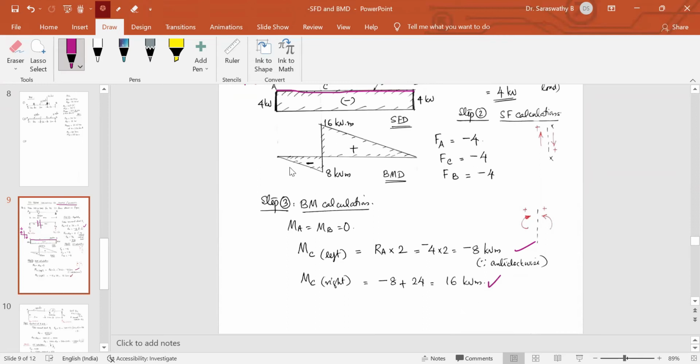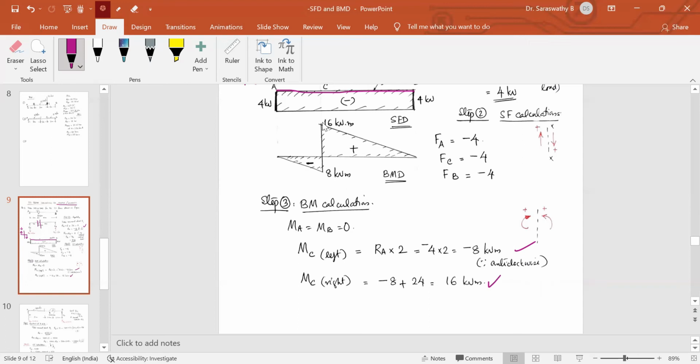So you draw a baseline. This is the baseline which you have drawn. 0 at A, MC left, minus 8. So at this point, you draw 8 units downwards, connected with a straight line. Just to the right of C, there is 16. So we draw 16 kilonewton upwards, connect it with a straight line.